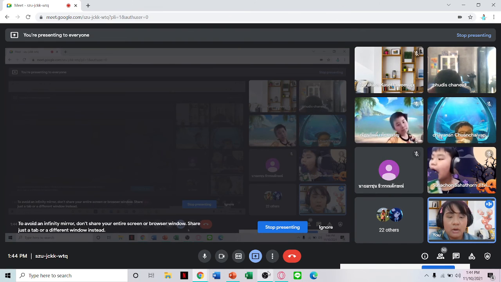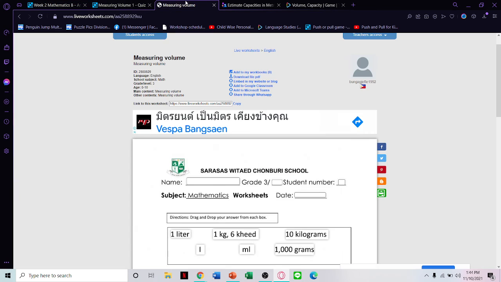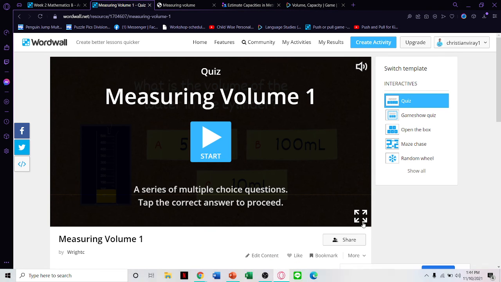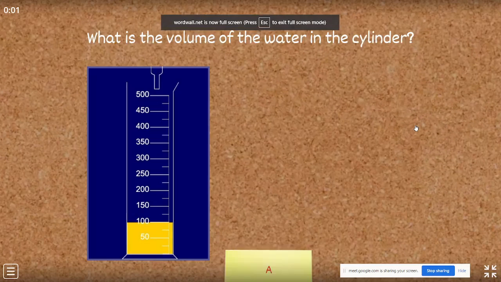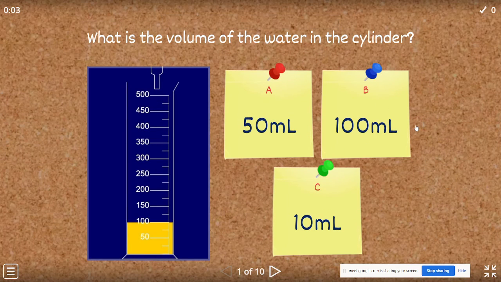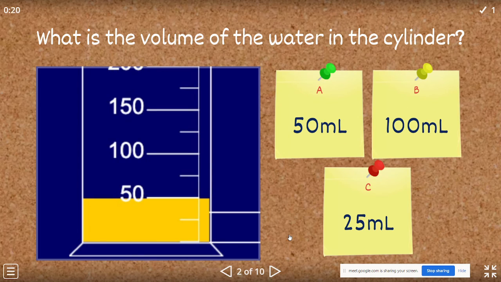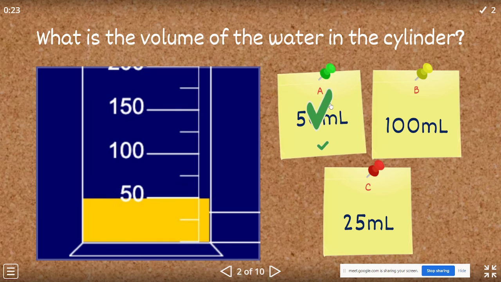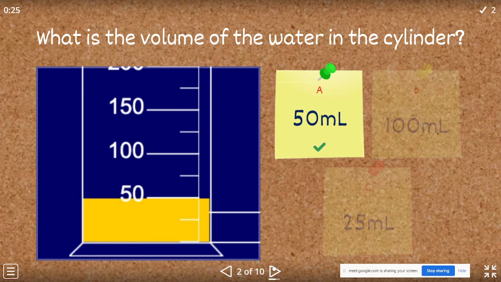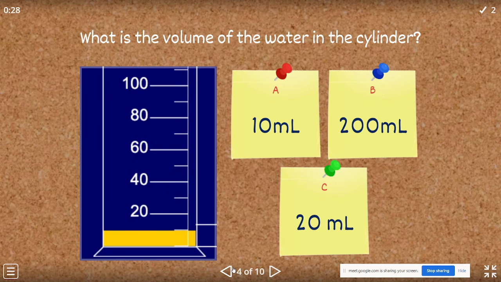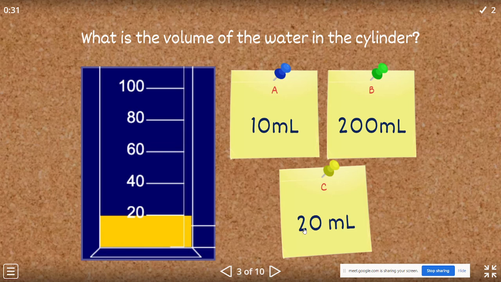Okay, now let us do our word wall activities. Just like the last time, you just check each line is equal to how many ml. What will be the answer here? Can you see? This is 100 ml. Next, what is this? 50 ml. How about this one? 10 ml.